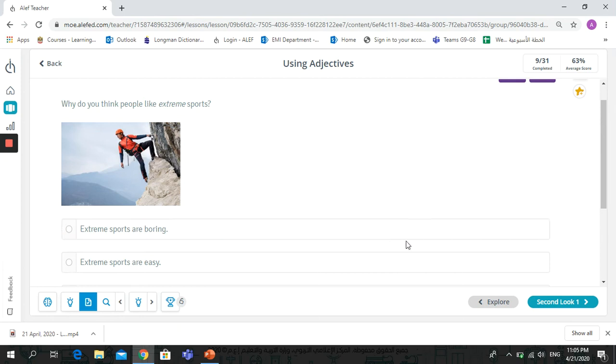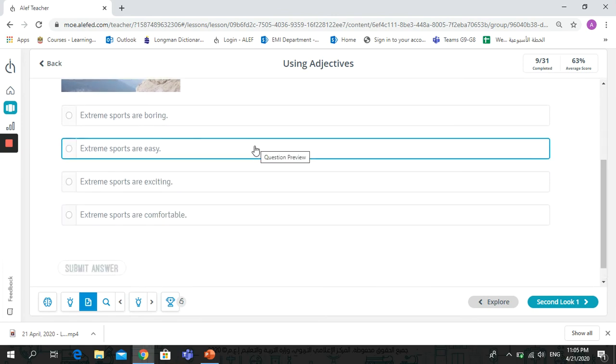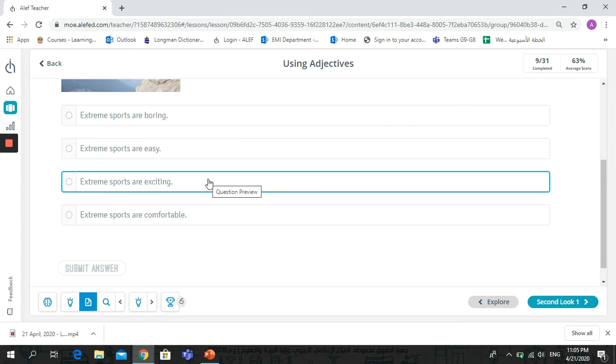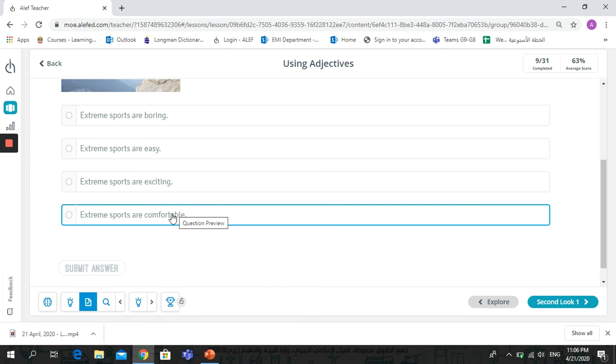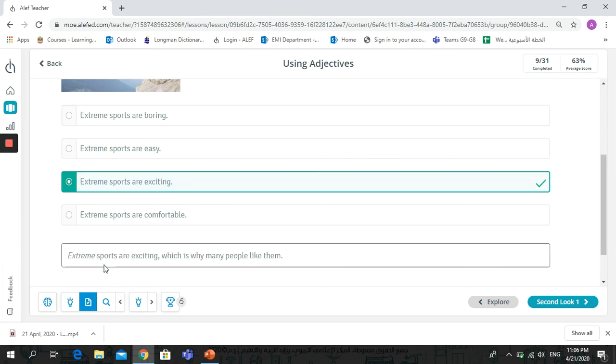Extreme sports are boring. Number 2, extreme sports are easy. Extreme sports are exciting. Or extreme sports are comfortable. Do you think they are comfortable? Oh, they need a lot of effort, so they are not comfortable. What I think is extreme sports are exciting, means they make you feel excited and happy. Let's check the answer. Well done. So extreme sports are exciting.